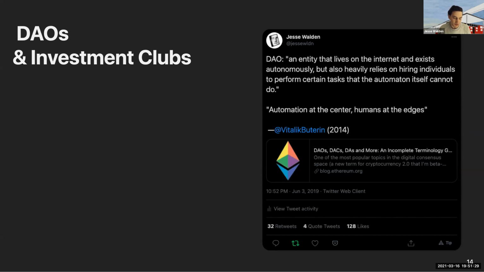For example, myself and a group of friends want to curate a collection of artwork that we like and pool capital to invest in it, right? So we can use smart contracts to automate the creation of that pool of capital, and that's far more efficient than going to a lawyer and setting up an LLC to do the same. That's the automation at the center part. But then the humans at the edges are me and this group of friends who have subjective human taste on what type of NFTs we want to curate. And that's an example of a DAO.